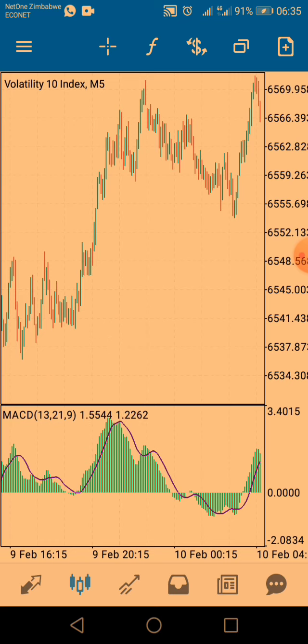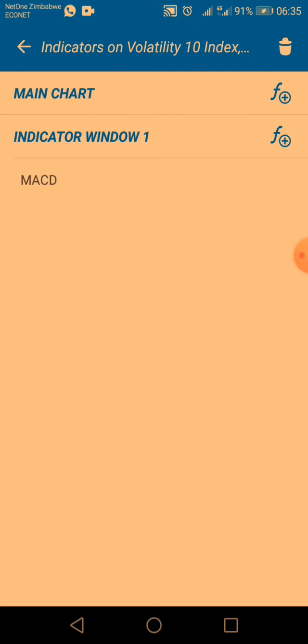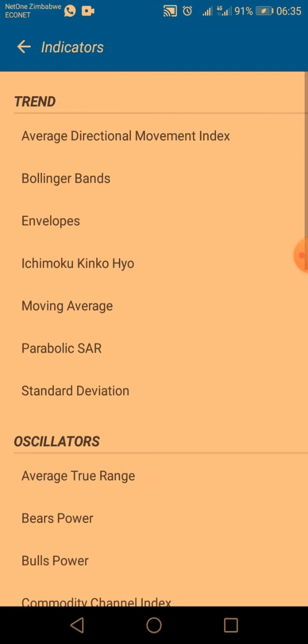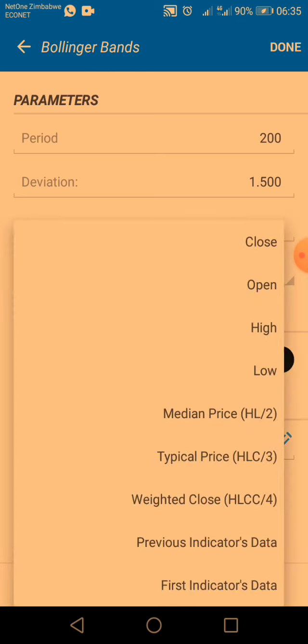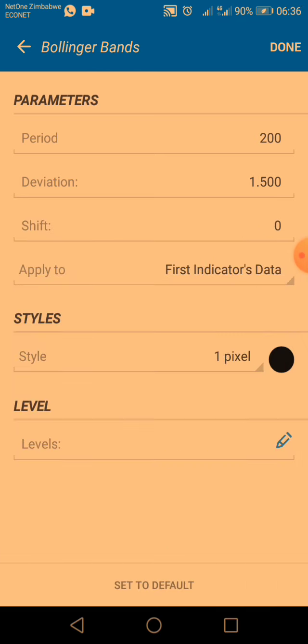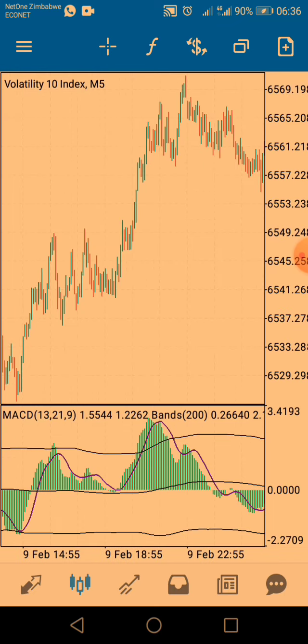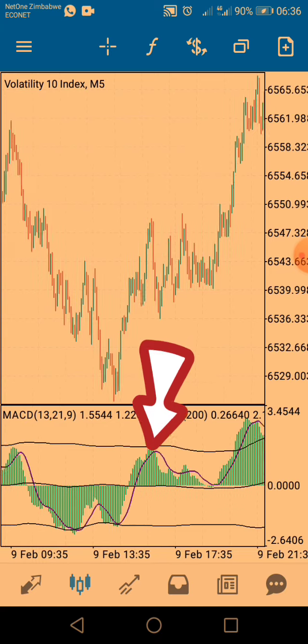I'm going to add another indicator called Bollinger Bands. I'm going to click on F, go to indicator window and click F plus. Make sure it's on indicator window, and I'm going to go with Bollinger Bands. I'm going to put the period to 200 and the deviation to 1.5, apply to first indicator's data, and click done. Once I do that, you can see that I have the Bollinger Bands and the MACD on the same window here.